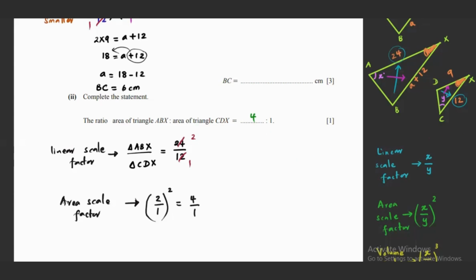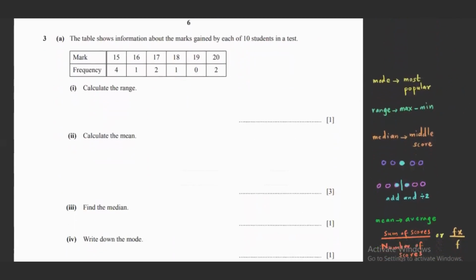Let's move on to question number 3. The table shows information about the marks gained by each of 10 students in a test. So we are given a table with marks and the frequency. We need to calculate the range.